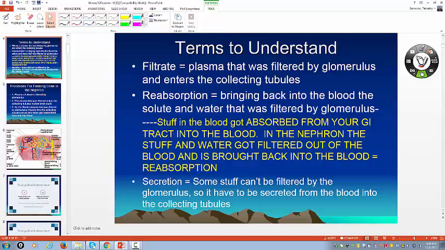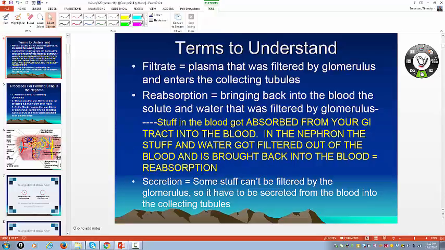Now, reabsorption is putting back the stuff into the closet that you still want. As that filtrate travels through the yellow brick road, the kidney decides what it's going to bring back into the blood. The reason it's called reabsorption is that the stuff got absorbed from your GI tract into the blood. Then that arterial blood will go to the nephron, and the plasma of the blood will get filtered out of the blood, and the stuff that the body wants, the nephron will reabsorb back into the blood. That's why it's called reabsorption.